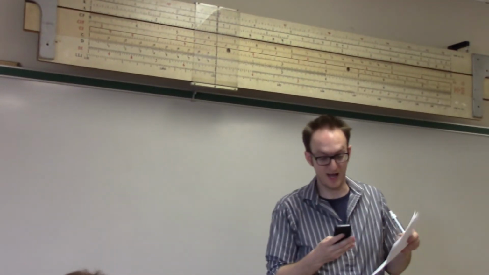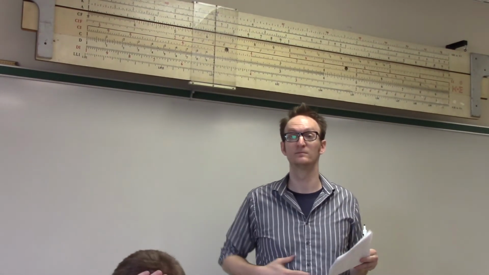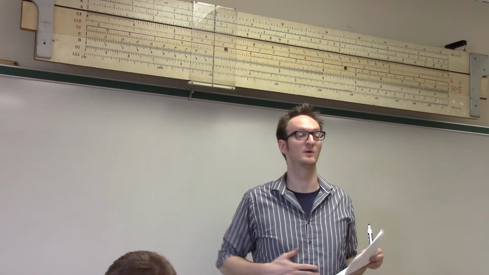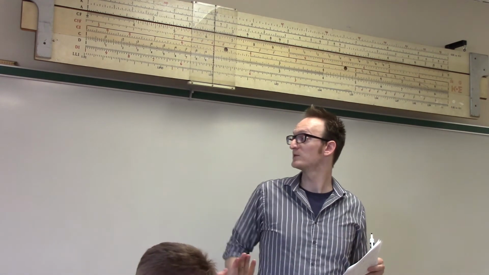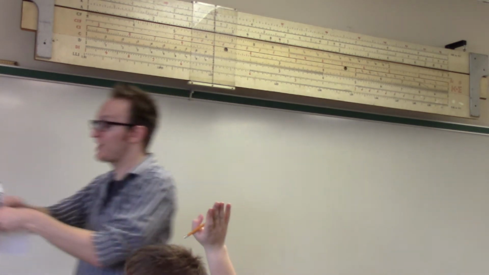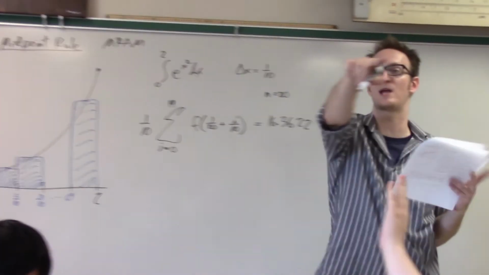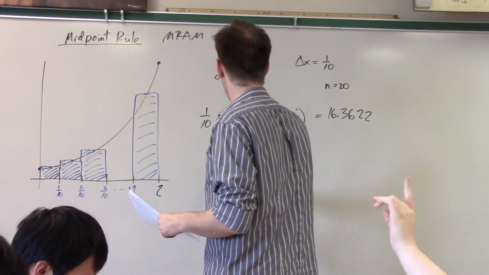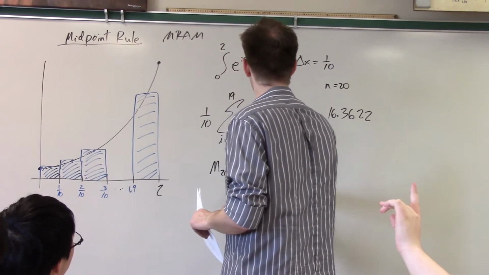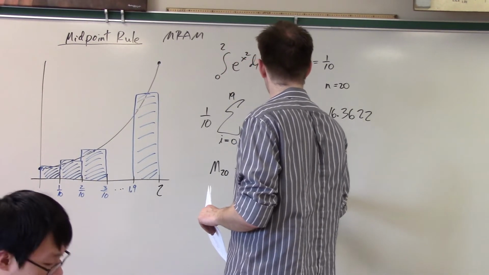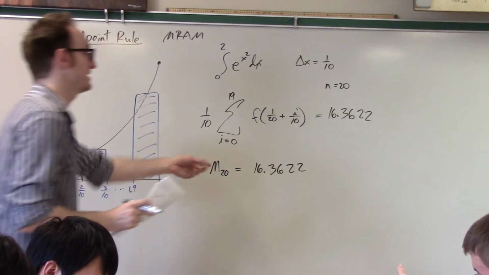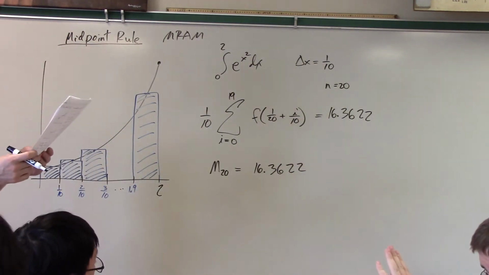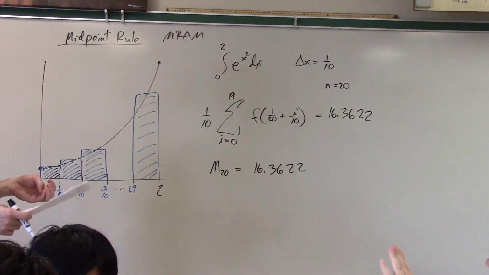So, as good as LRAM. I'm feeling pretty good about it. What do you mean LRAM is better? Oh, 3.6. Sorry, never mind. 16.3622, but also this is with n equals 20. It's not fair to compare it to when we did LRAM with 200 or whatever. Okay, so we have a name for this, we call this M20. M20 is simply the answer that you get from estimating an integral using the midpoint rule with 20 subintervals. Everyone okay with this?